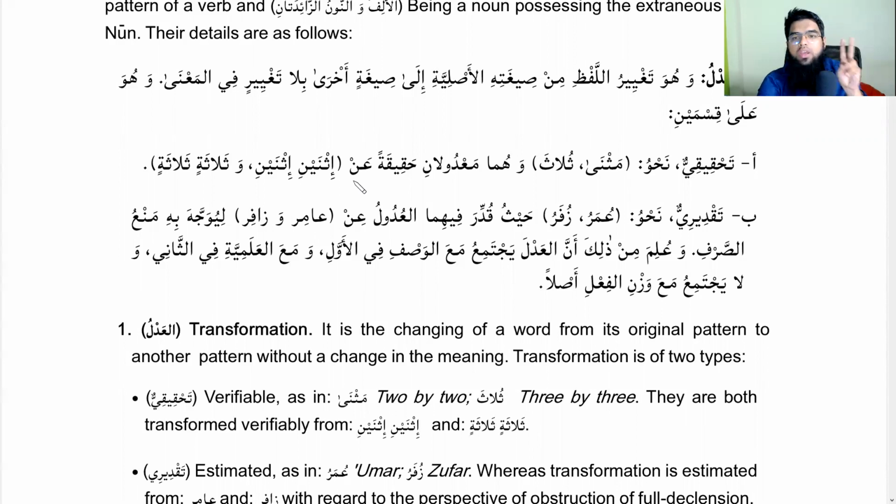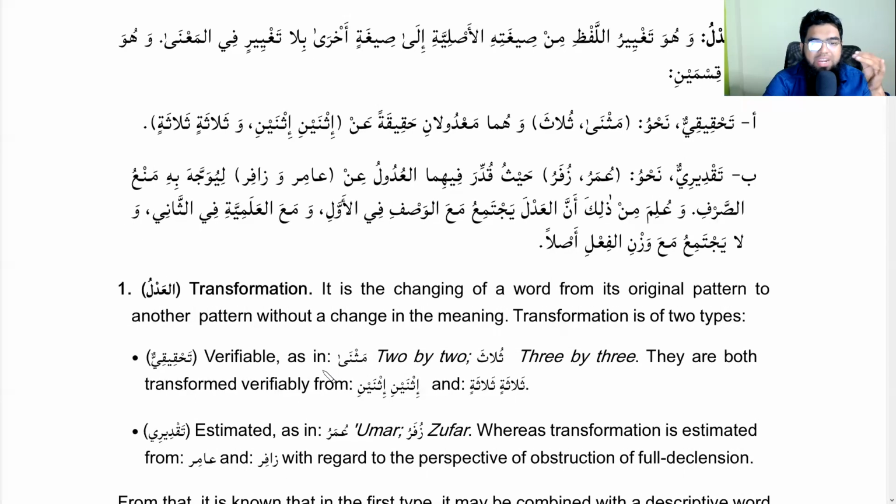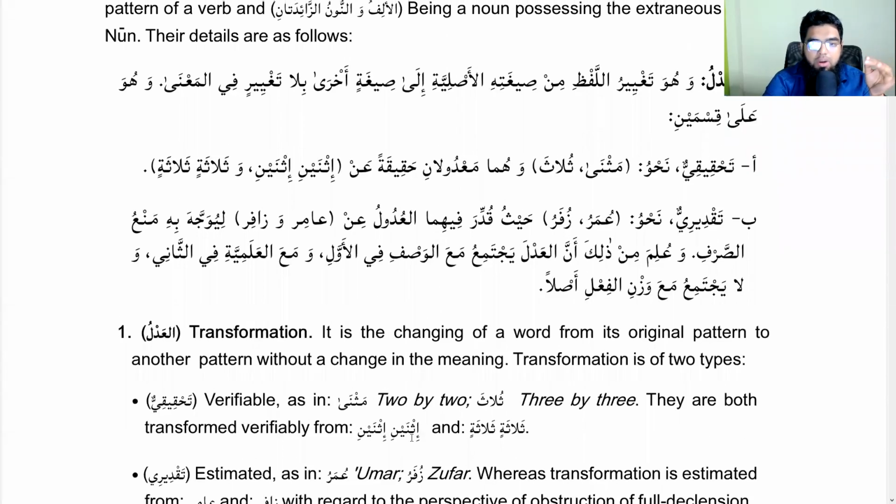So when you want to say 2 by 2, instead of saying اثنين اثنين, they found the word مثنى, خلاص. And then ثلاث ثلاث. Matna, matna, married 2 by 2, right? So that means matna, 2 by 2. Ithnain became matna wa thulatha wa ruba. So it became on this pattern. That means ithnain wa thalathatin wa thalathatin. They are both transformed verifiably. You can verify it from ithnain and thalathatin.